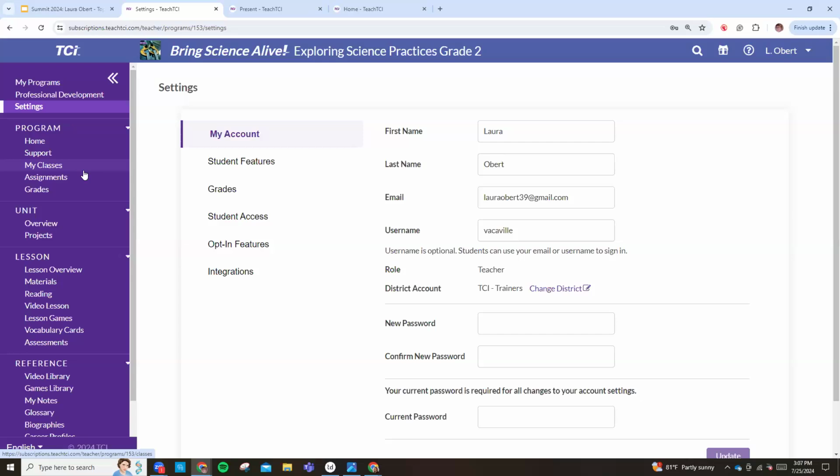Is there any chance that TCI would ever consider a single license for grades 5 and 6? What do you mean a single license? Can you expand on that for me, Megan? Do you mean teacher license, student license? One that's combining grades 5 and grade 6, so that you're not having to toggle back and forth between two different programs?